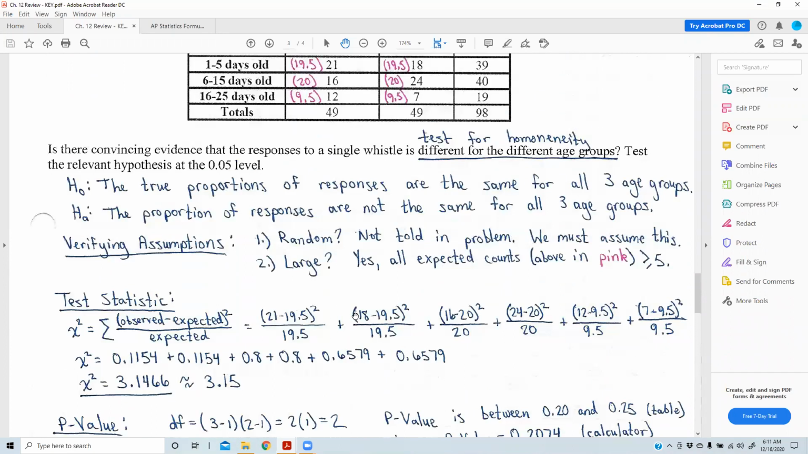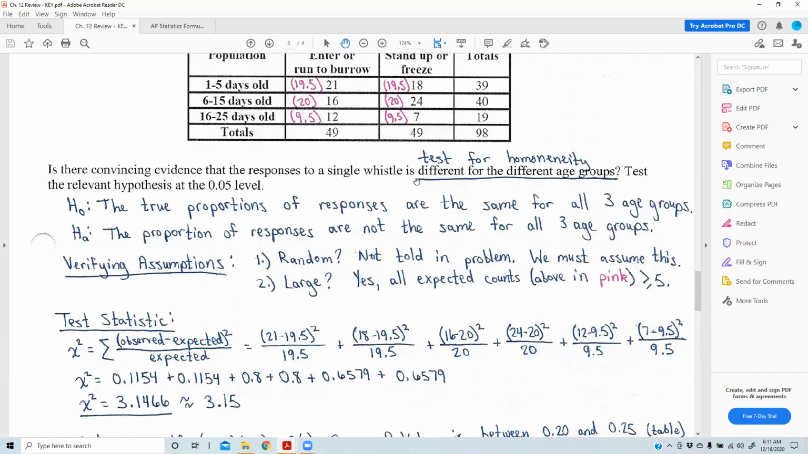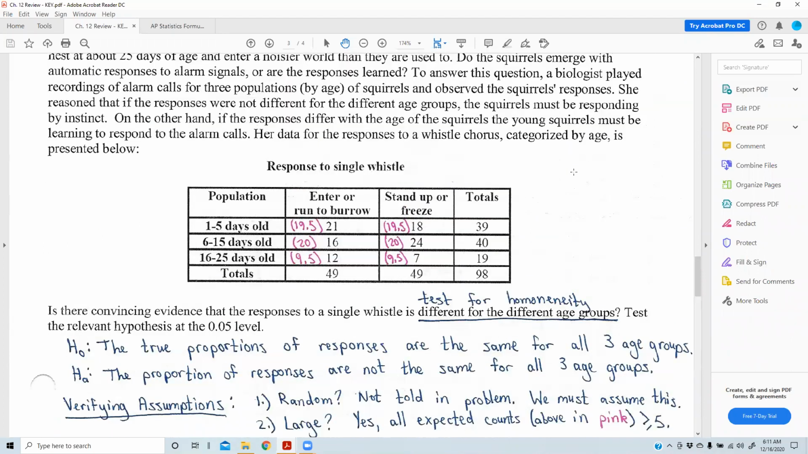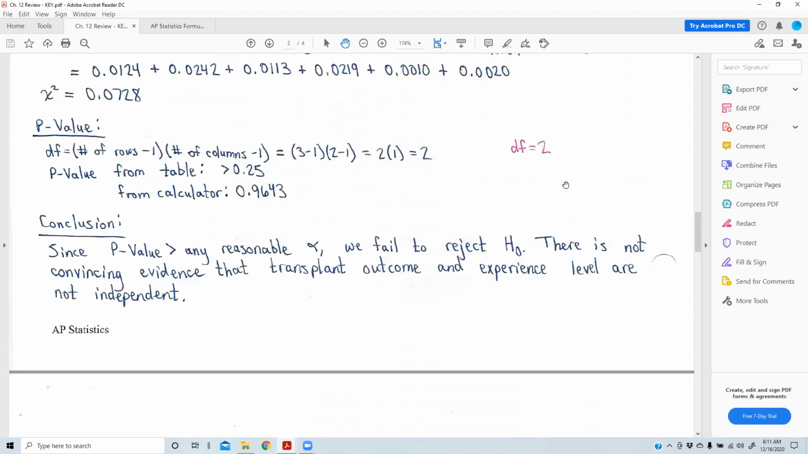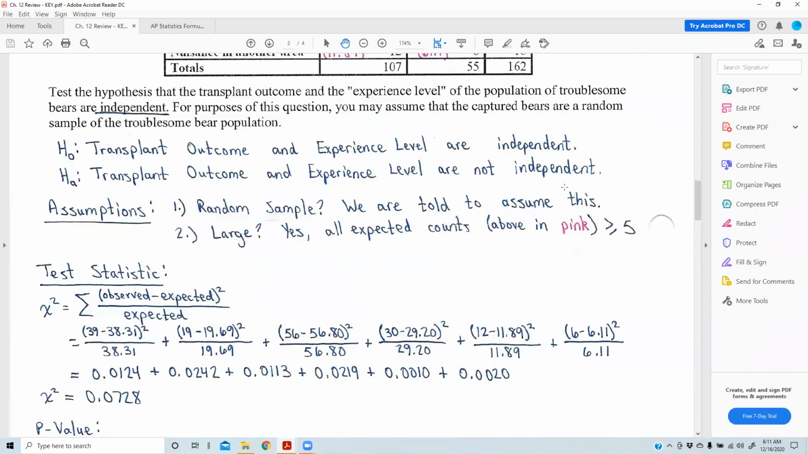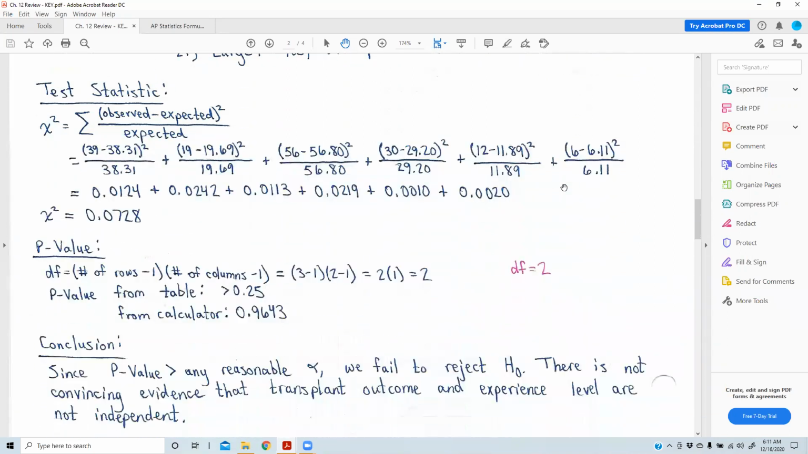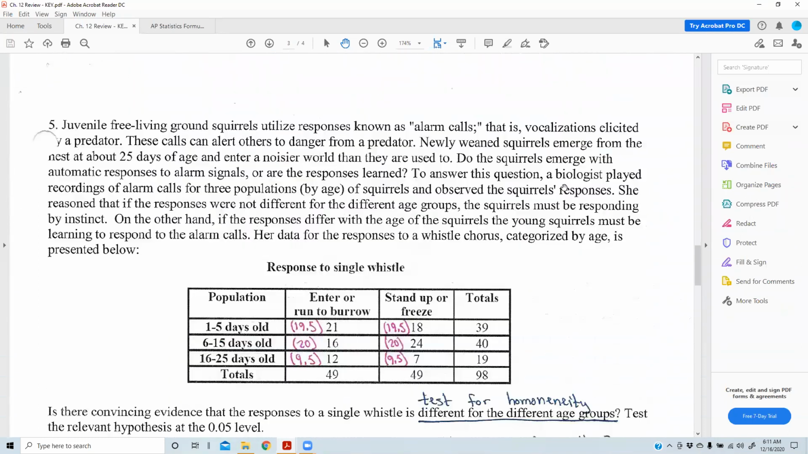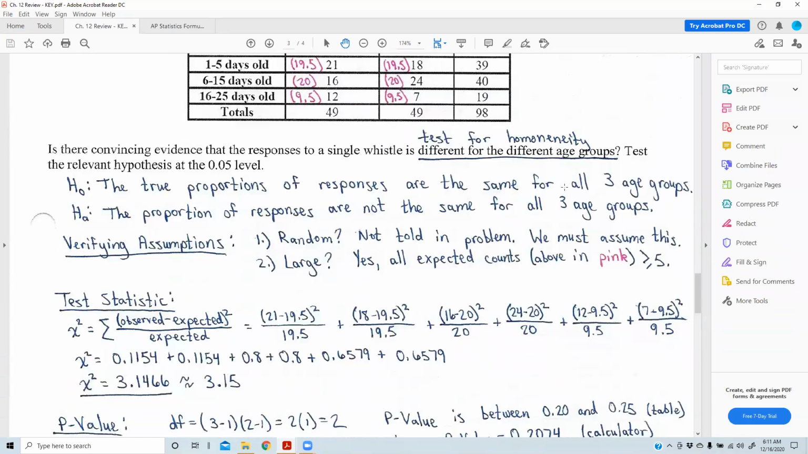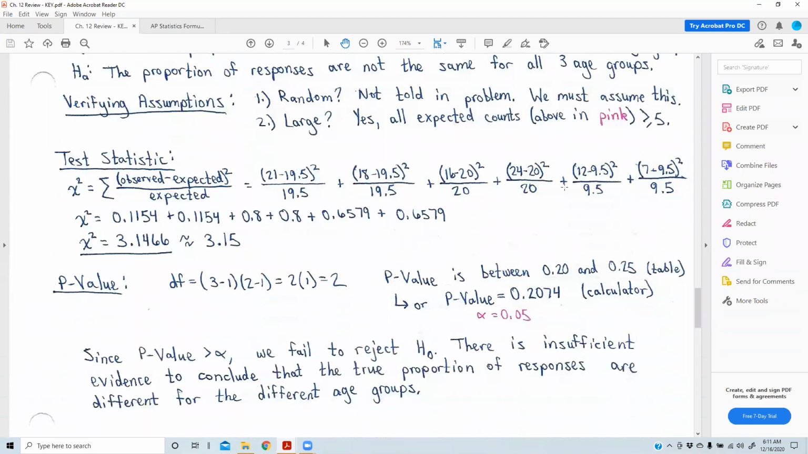Okay, so let's recap what we've had so far. We tested for homogeneity here. On number 4, we tested for independence. Notice how they're the same procedure. The only thing that really changes is your hypotheses.